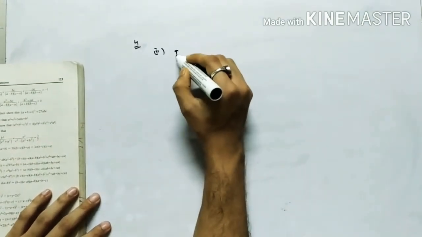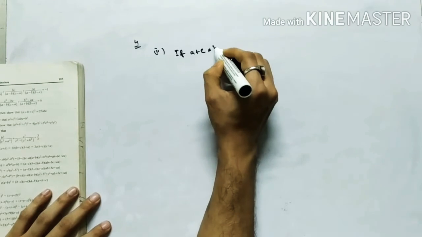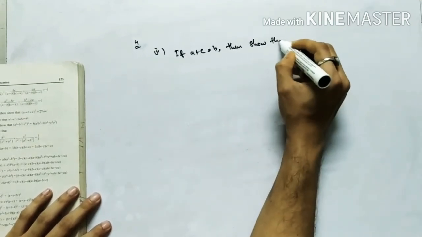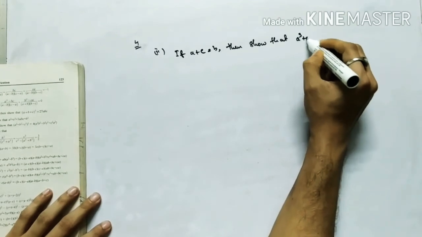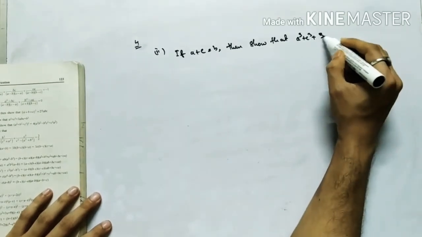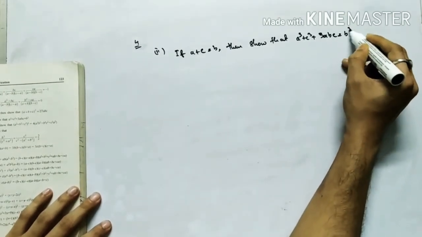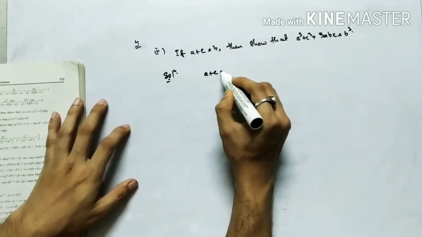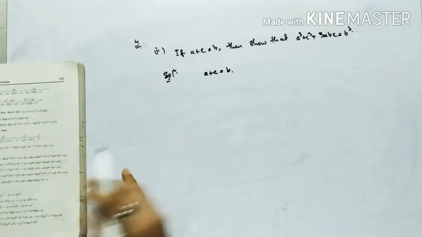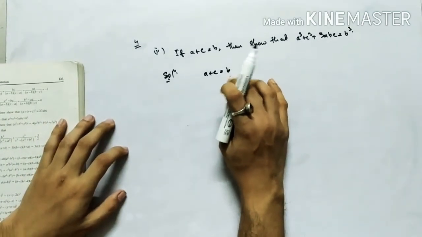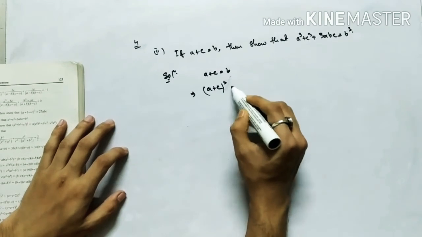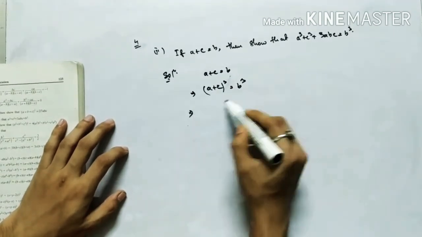Type 4 number 2 is saying that if a plus c is equal to b, then show that a cube plus c cube plus thrice abc is equal to b cube. Okay, in here no problem. So a plus c is equal to b given. So a plus c the whole cube is equal to b cube, cubing both sides.